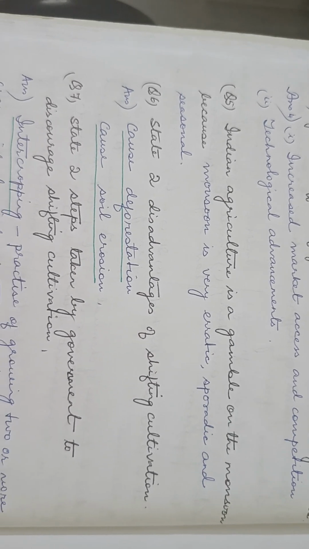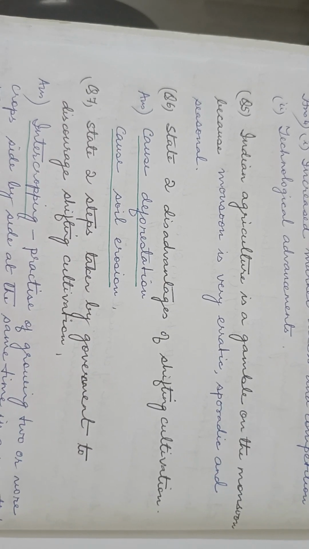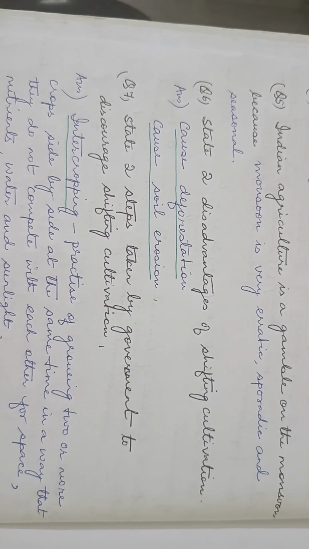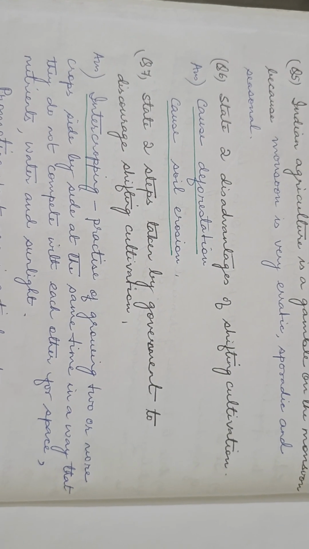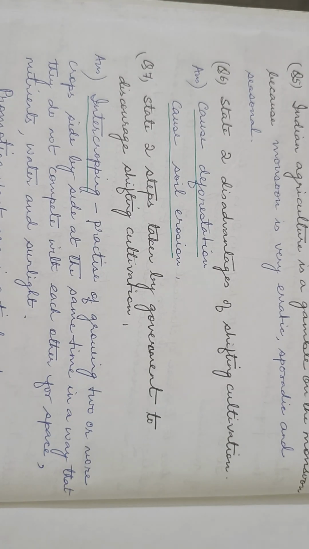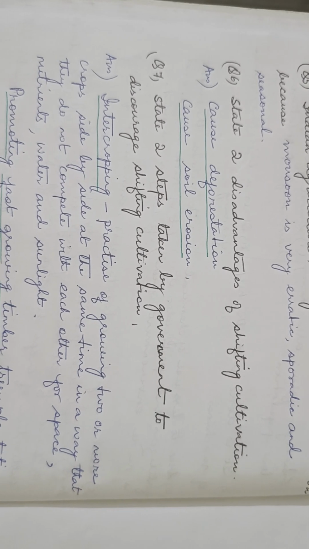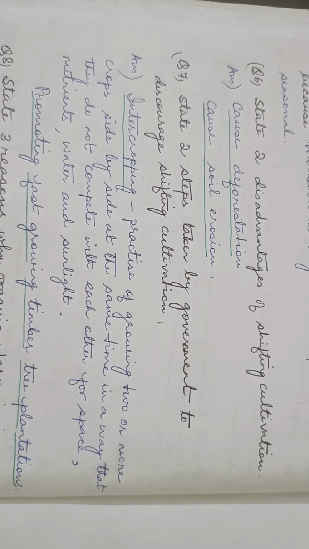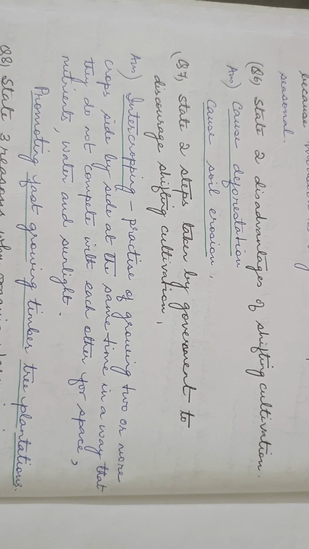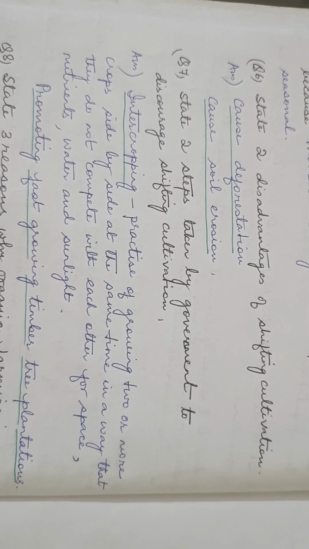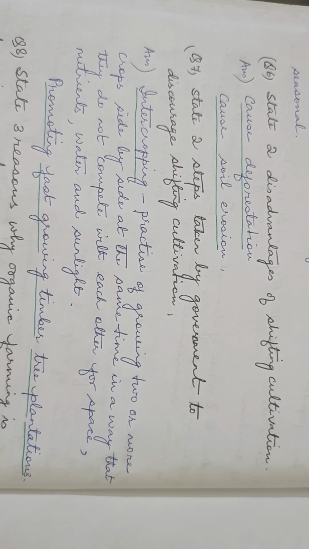Next question, state two steps taken by the government to discourage shifting cultivation. Number one is intercropping. Now, what is this? The practice of growing two or more crops side by side at the same time in a way that these crops will not compete with each other for space, nutrients, water, and sunlight. And next is promoting fast growing timber tree plantations.